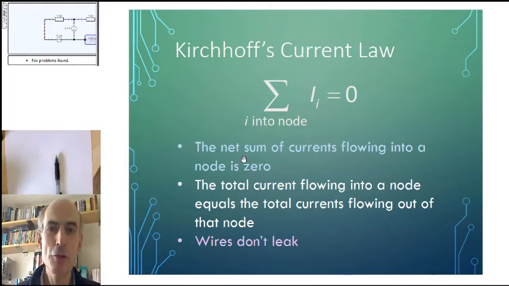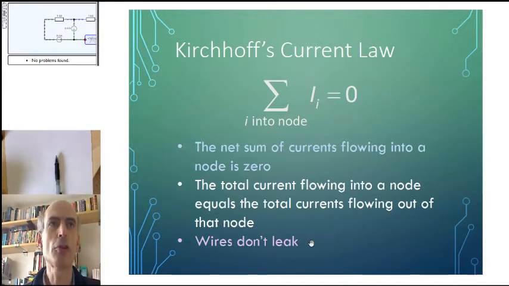Perhaps a less confusing way to state it is the total currents flowing into a node equals the total currents flowing out of that node. Or a more informal way to think about Kirchhoff's current law is wires don't leak. In terms of the hydraulic analogy, there is no water, no fluid being lost from the system.